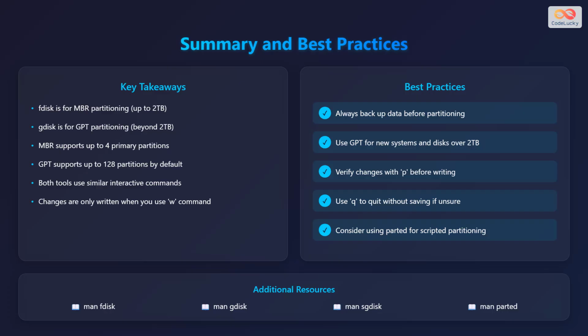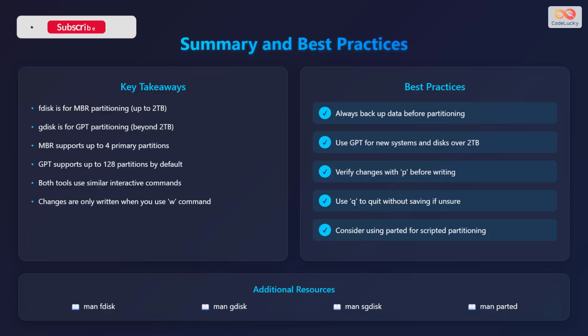Let's summarize the key takeaways and best practices for disk partitioning. fdisk is used for master boot record, or MBR, partitioning for disks up to 2 terabytes. gdisk is used for GUID partition table, or GPT, partitioning for disks beyond 2 terabytes. MBR supports up to 4 primary partitions, while GPT supports up to 128 partitions by default.